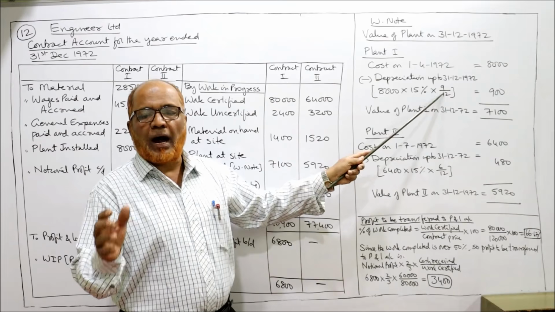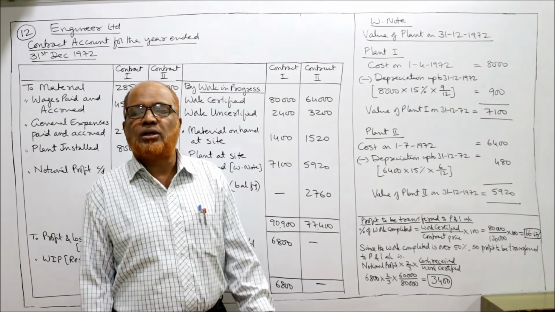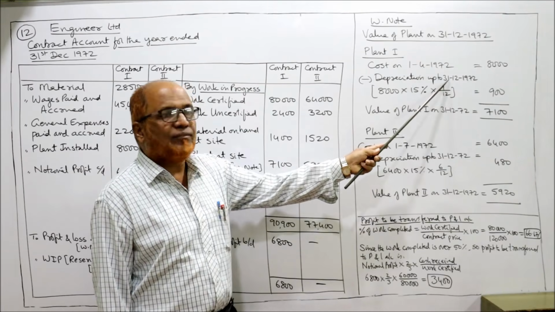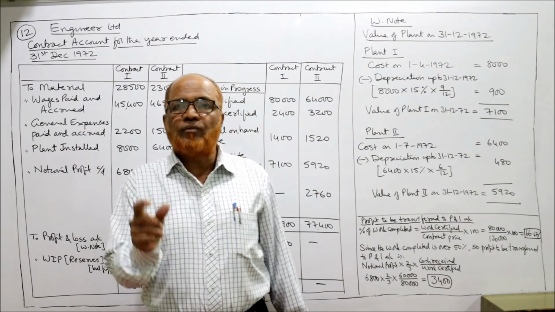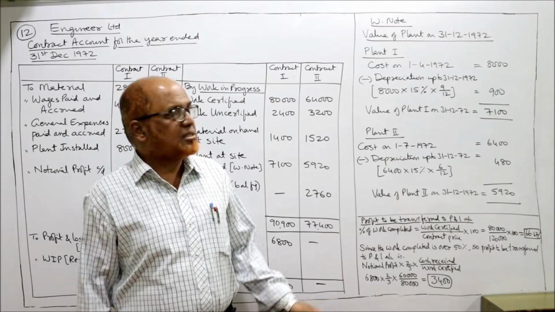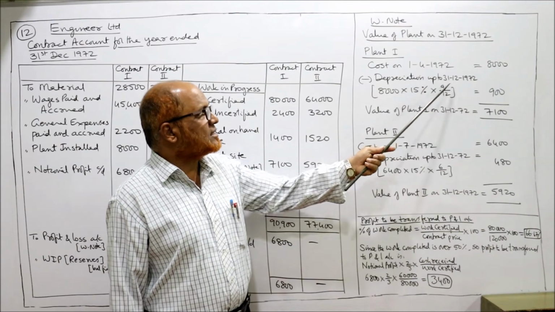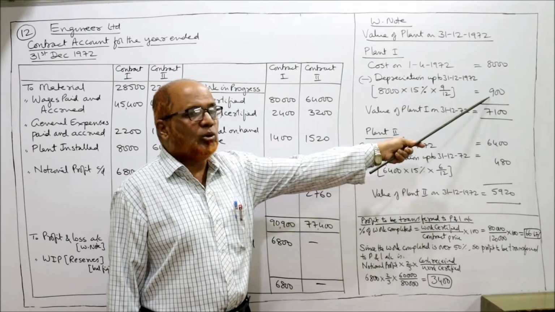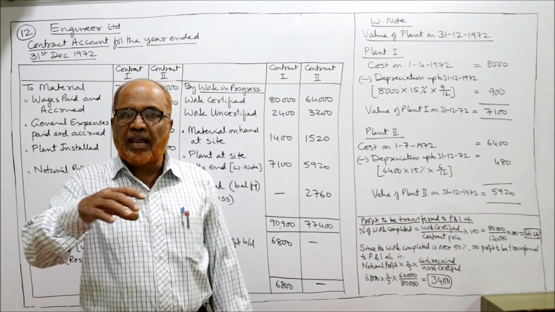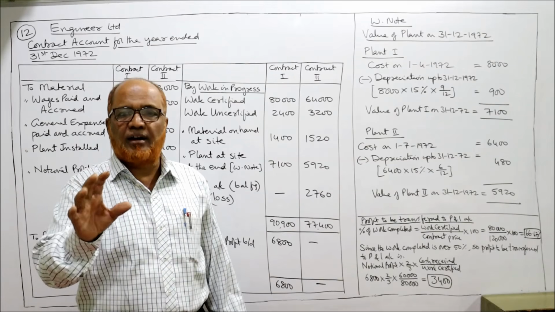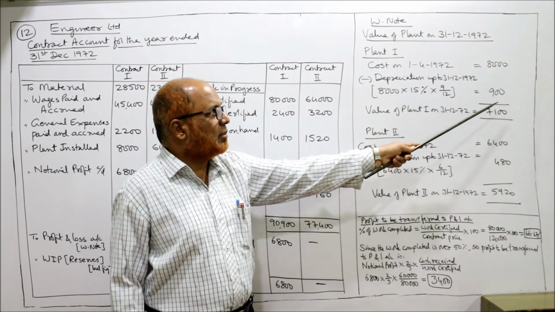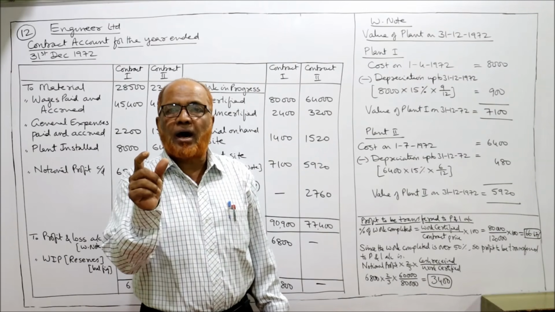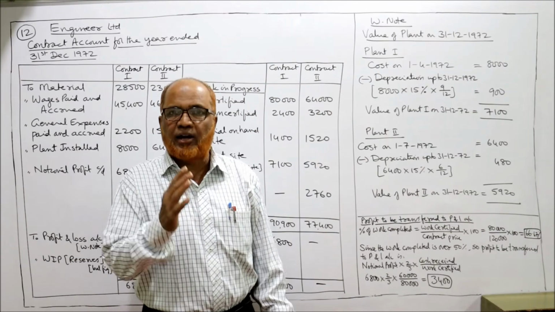Now during the year up to 31st December 1972, how many months? From 1st April to 31st December, 9 months. So we have to calculate depreciation for 9 months. Less depreciation up to 31st December, 8,000 into 15% into 9 by 12, you will get 900. So 9 months depreciation 900. Subtract 8,000 minus 900, 7,100 is the value of the plant on 31st December at the end of the year.